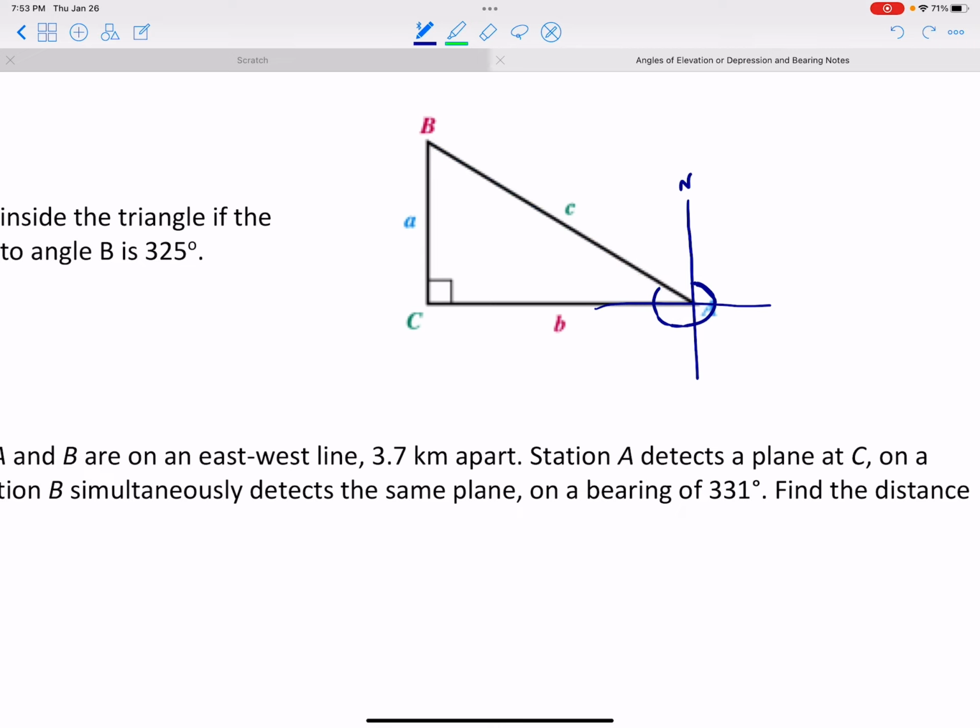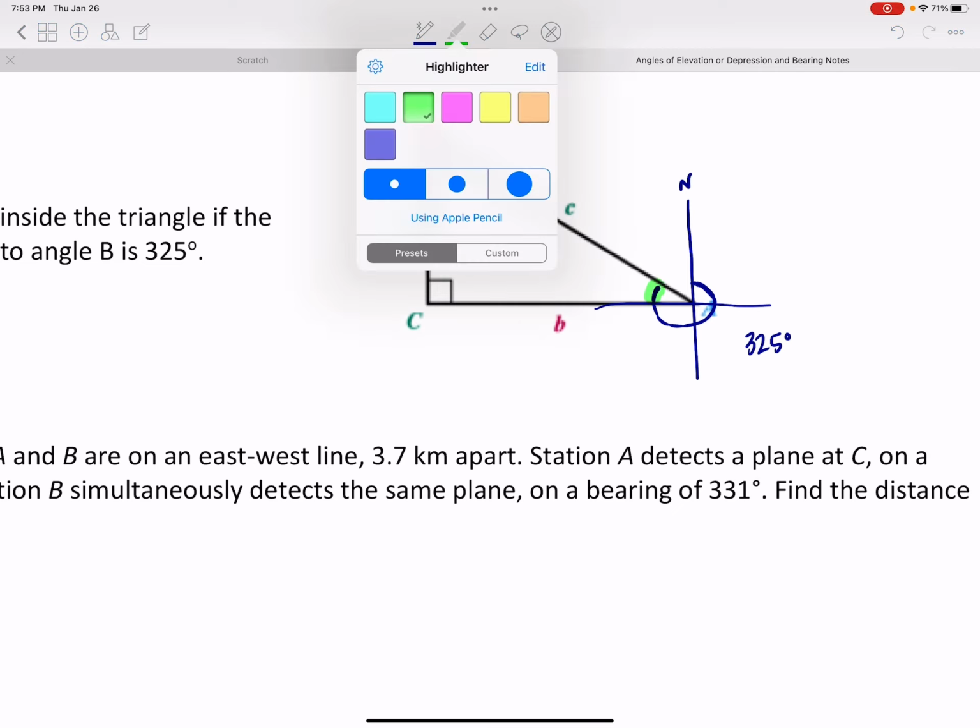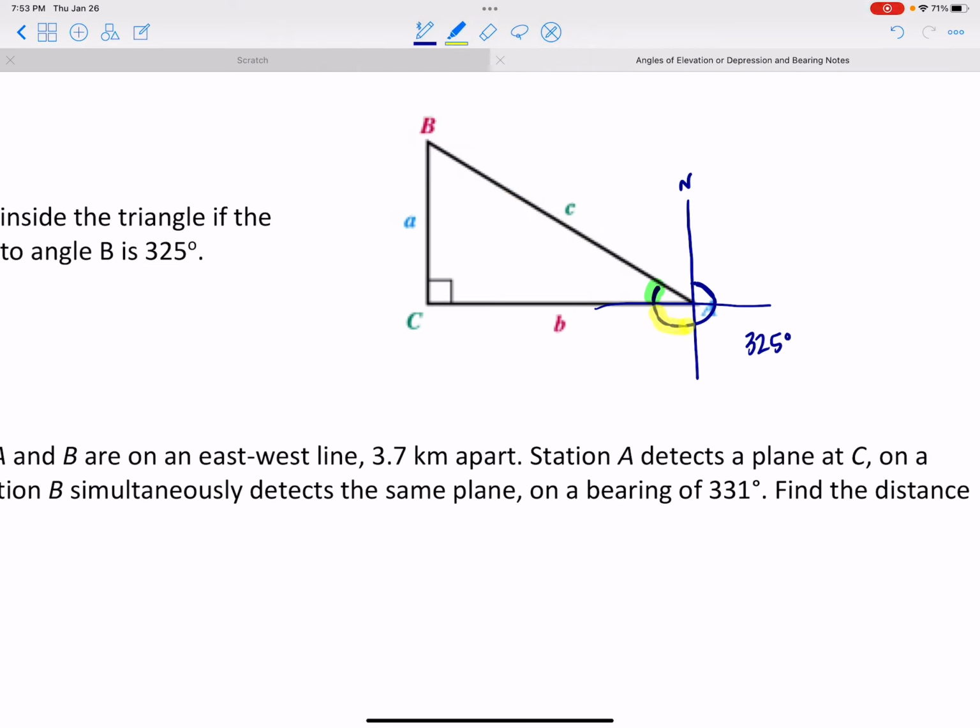And based on that information, we should be able to figure out the measurements of the angles inside of the triangle. So if this angle out here is 325 degrees, we should be able to find the measure of just this little angle in here, because I know that there's 90 degrees here, 90 degrees here, and another 90 degrees here, and that 90, 90, 90 makes 270. So if I subtract that out, 325 minus the 270, that's going to be 55 degrees.